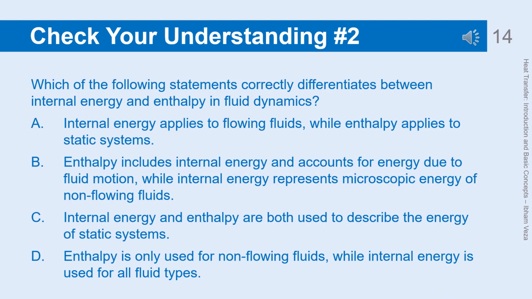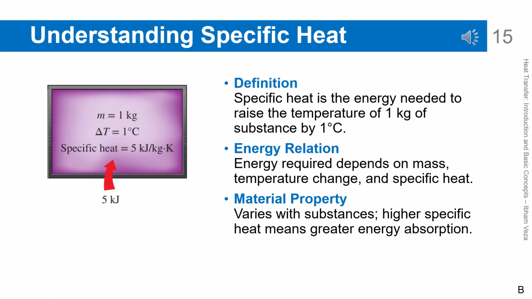Check your understanding number 2. This question tests the understanding of the difference between internal energy and enthalpy. The correct answer is that enthalpy includes internal energy and the energy associated with flow. This concept is fundamental in the analysis of flowing systems. Choosing the wrong energy property can make the balance equations more complicated or even incorrect. Therefore, this understanding must be mastered from the beginning.